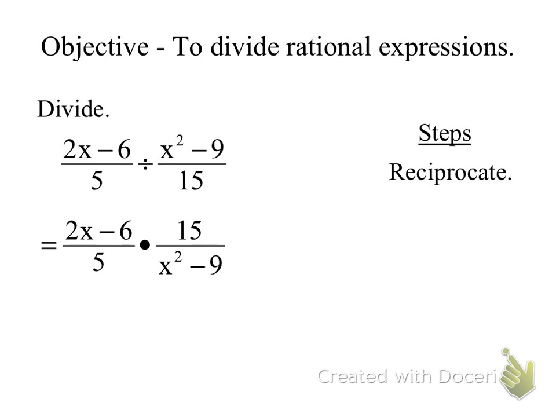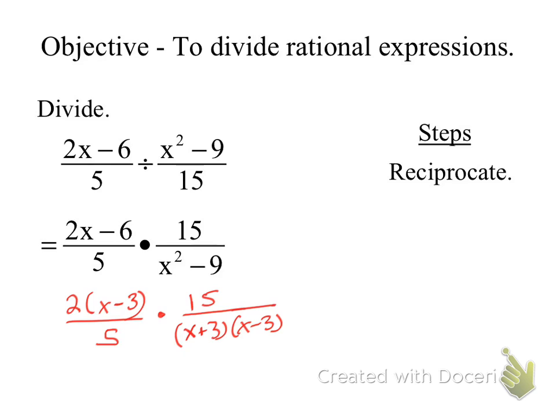Now we factor. The numerator, what can we factor? A GCF of 2, and we're left with x minus 3. I have a 5 times. In the denominator, what can I factor to? x plus 3, x minus 3. And we end up now simplifying. I can cross-cancel an x minus 3, which is cross-dividing, right? I can divide a 5, and I'm left with 1 and a 3. And so in the numerator, we are left with 6, and in the denominator, we are left with x plus 3. Okay, questions?